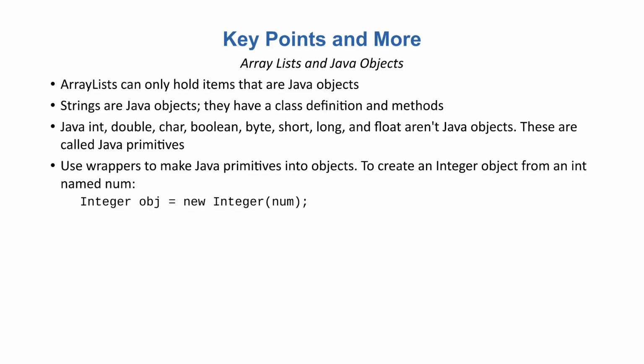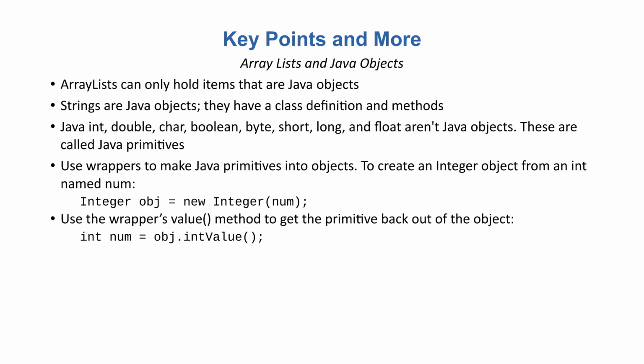If you need to put primitive values into an array list, make them into Java objects by using their wrappers. For example, to create an integer object from an int named num, use this. Integer obj equals new Integer(num). You can get the primitive value back out of the object wrapper if you call its value method. For example, to get the int value back out of the above Integer variable, use int num equals obj.intValue(). Objects will be explained in further detail in the next lesson.